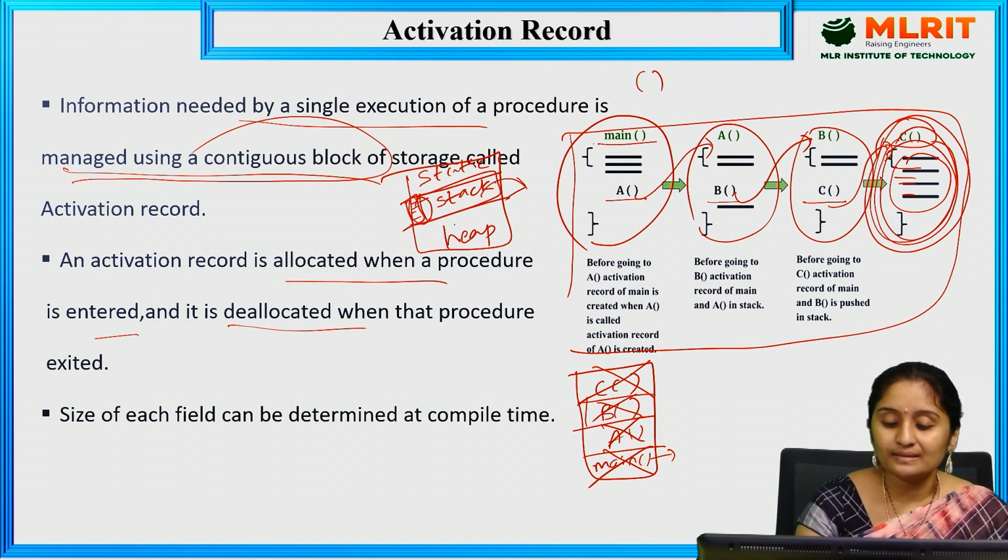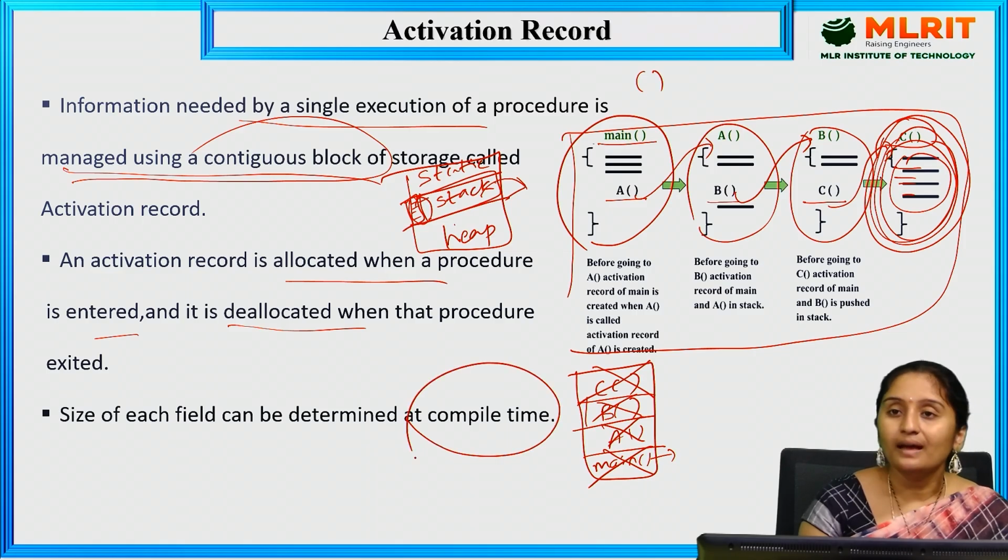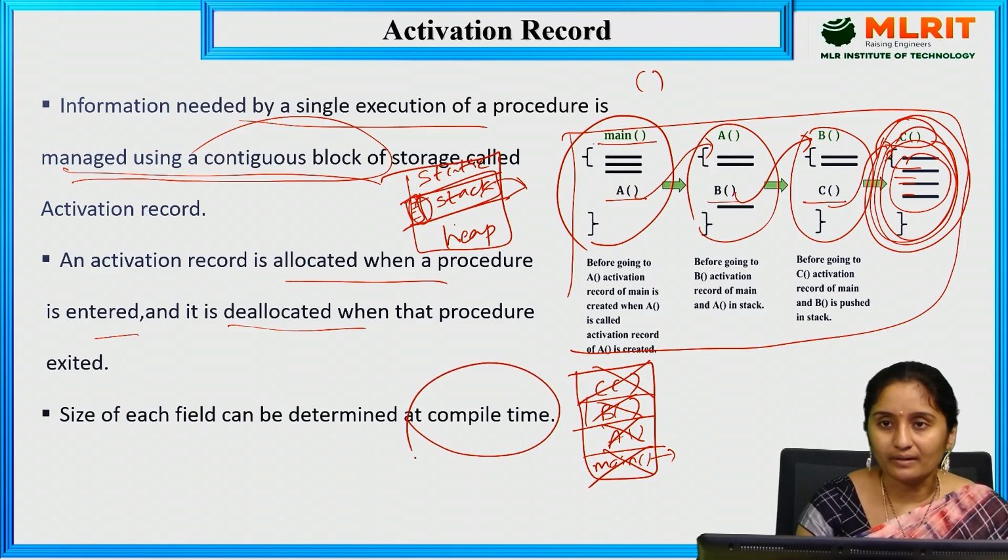Here the memory is static: the size is allocated for each definition or each function procedure. The memory is allocated at compile time only, not at runtime.